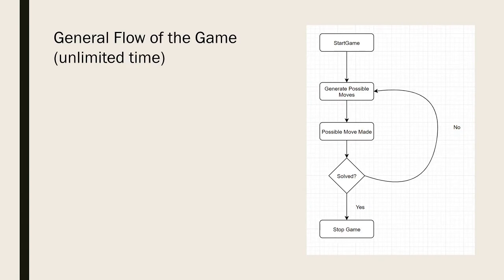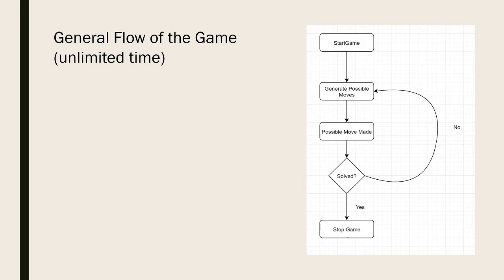And so this is our general flow of the game, for the unlimited time at least. The game starts off with displaying the images and all that. So start game includes all the initialization of the game: the timer, the moves counter, displaying all the images, and stuff like that. At first, it's going to start off with generating the possible moves. So as soon as the game starts, you can only move around where the white space is.